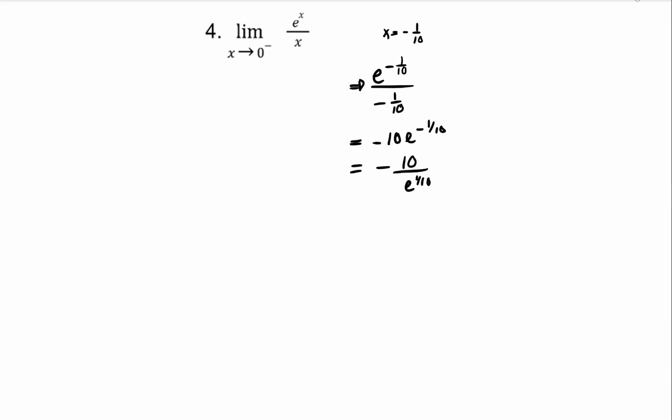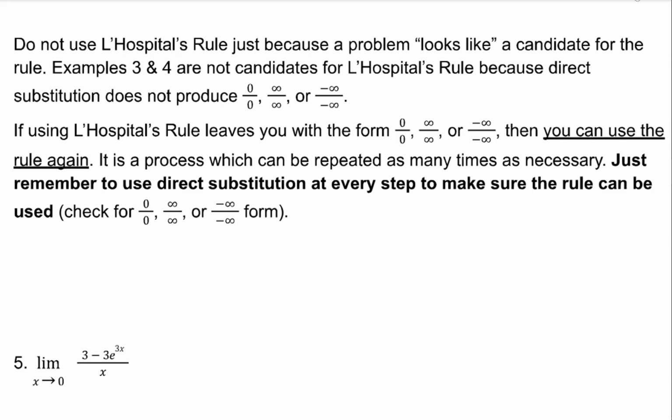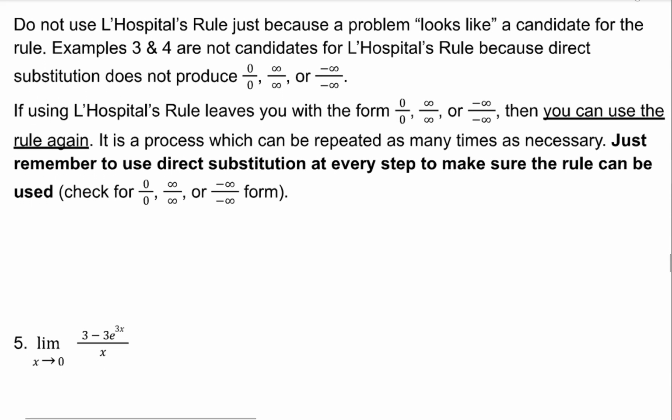You could also plug in negative 1 over 100, but as you could see, you would get negative 100 divided by e to the 1 over 100, and that would be getting more and more negative. So this limit is approaching negative infinity. Do not use L'Hopital's rule just because a problem looks like a candidate for the rule. Examples 3 and 4 are not candidates for L'Hopital's rule because direct substitution does not produce an indeterminate form, such as 0 over 0, infinity over infinity, or negative infinity over negative infinity.